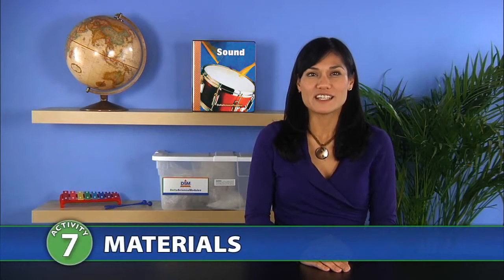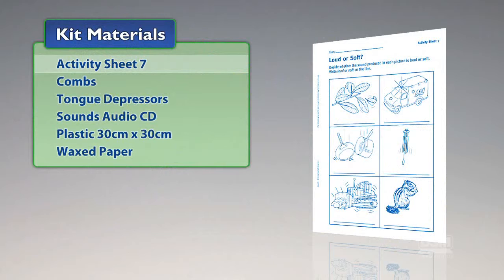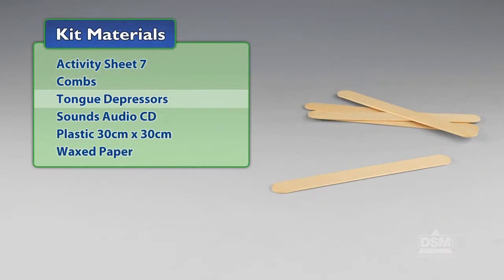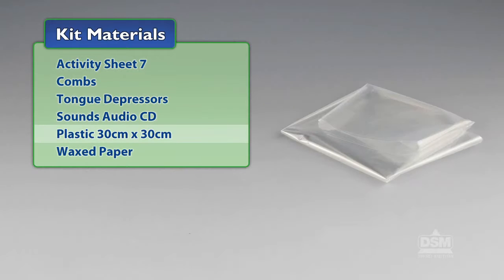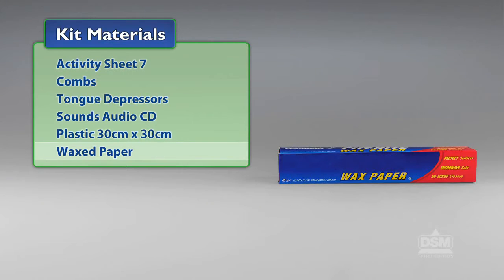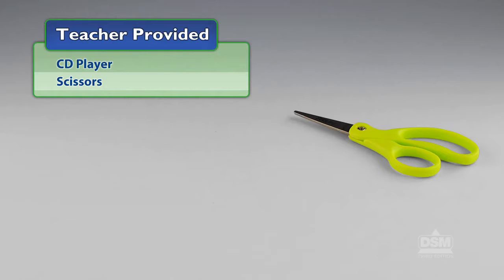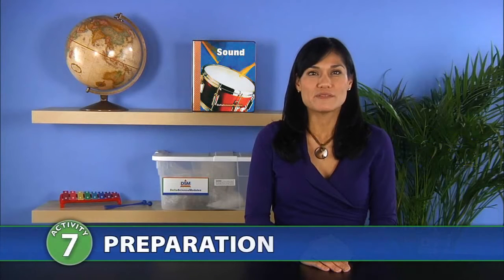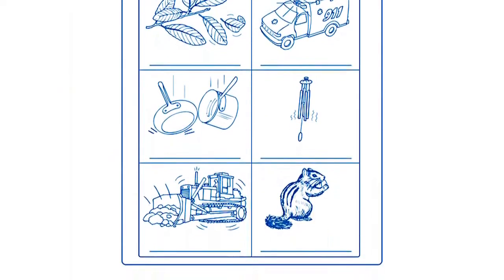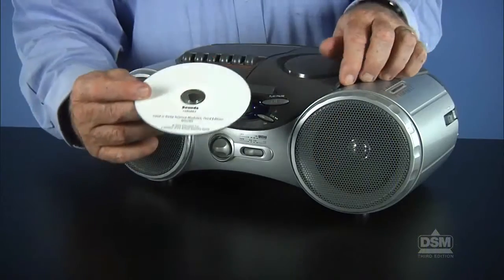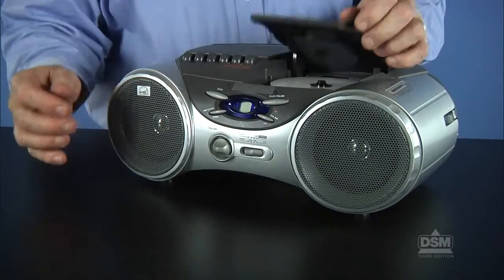produced. You will need the following materials from the kit: Activity Sheet 7, combs, tongue depressors, Sounds Audio CD, plastic 30 centimeters by 30 centimeters, and waxed paper. You will also need to provide a CD player and scissors. To prepare for the activity, make a copy of Activity Sheet 7 for each student. Set the CD in the CD player, ready to play at Section 2.